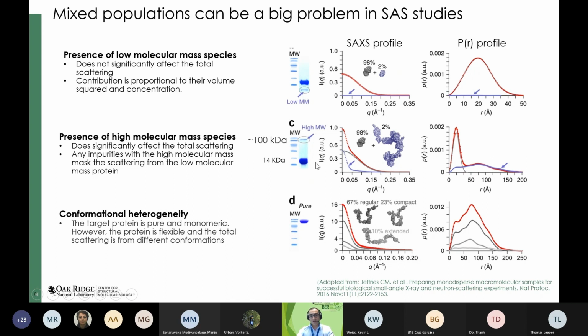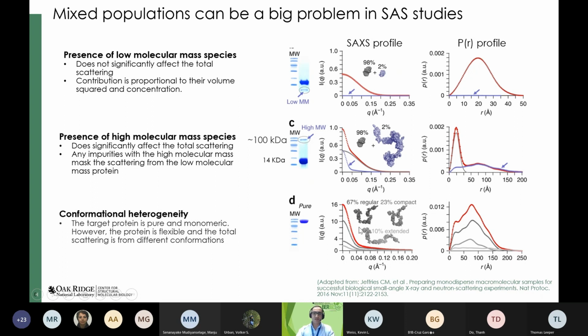But if you have a high molecular weight species, even if it's only 2% of the total mass you have there, and your sample's molecular weight is lower, this species contaminates our data, corrupts our data, and dominates the low Q. So you can see this behavior of the P(r) getting a very long tail here at the large distance. It's because of these mixed populations, where we have only 2% of a large molecular weight species contaminating our data.